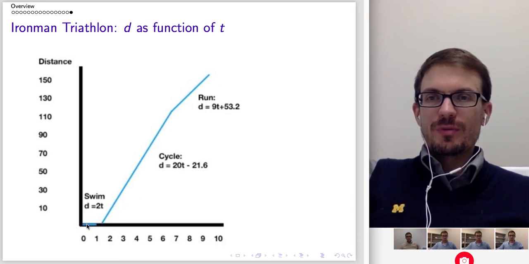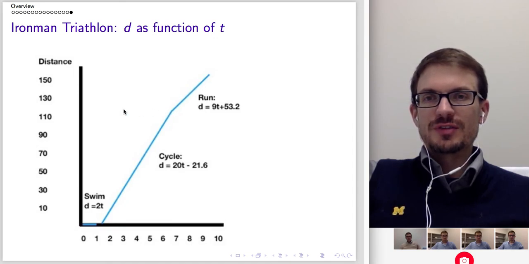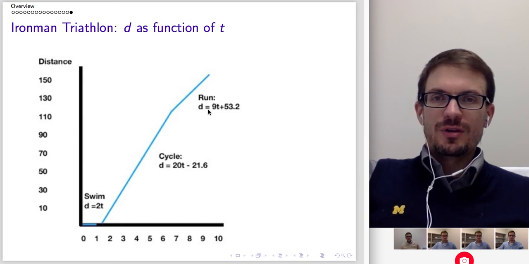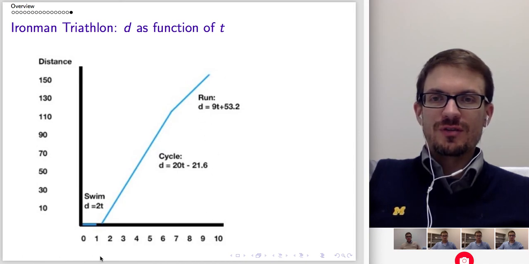Okay, so here is the graph of these components. Here's the swimming portion, here's the cycling portion, and here's the running portion. And this is giving us the distance as a function of the time elapsed. Right? So here we have a very low slope. Here we have a steeper slope, 20t, and then a flatter slope, 9t. And this will give us the distance as a function of time. So as time elapses, the total distance traveled is given by the height of the graph.